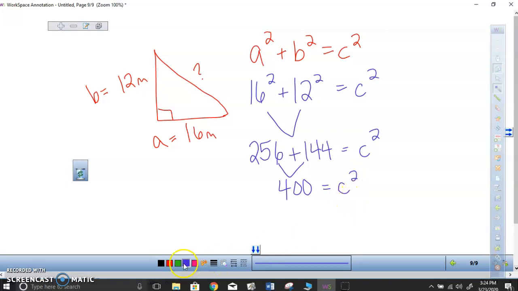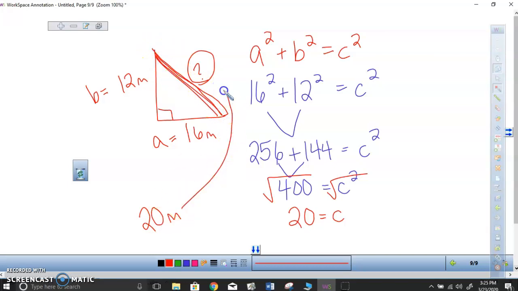The inverse operation of squaring something is to square root. So I take the square root of 400, which is 20. That's exact. This is a perfect square, rational number here. I don't have to use positive and negative because this is distance, so it would not be negative. So my answer would be 20 meters, the length of this hypotenuse.